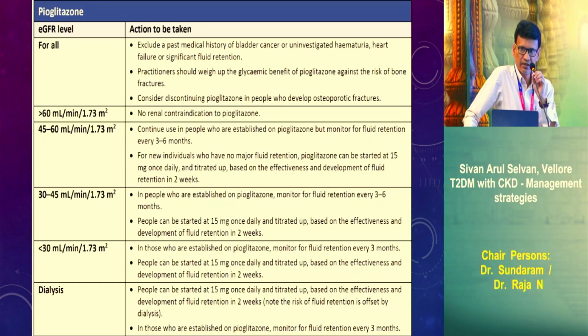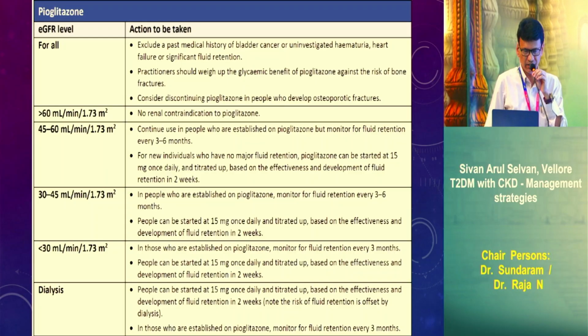Pioglitazone technically can be used in all patients, even in hemodialysis patients, but the main problem will be fluid overload, so you have to keep that in mind. Mostly it is not used in stage 4 or stage 5 CKD or hemodialysis patients because of the excessive risk of fluid overload, and also macular edema could be there.